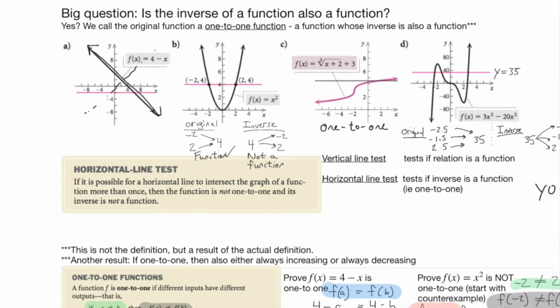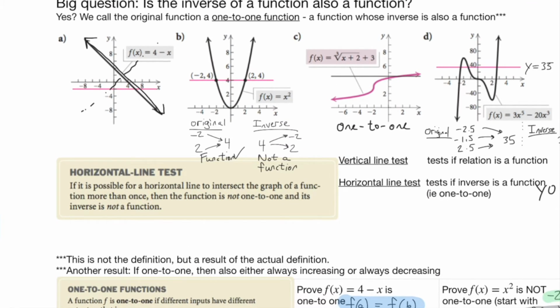We see that in the original graphs here. This is always decreasing, so therefore, yes, it is one-to-one. This is always increasing, so it is also one-to-one. For our purposes, you can say that. Here, this is decreasing and then increasing, so we can see it's not going to be one-to-one.